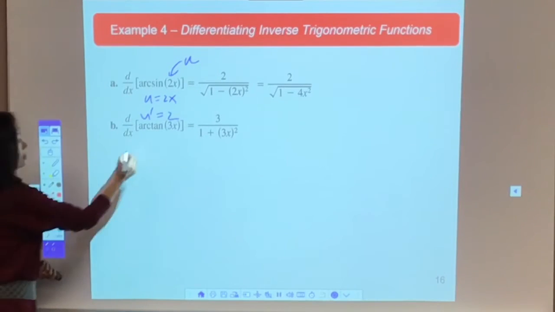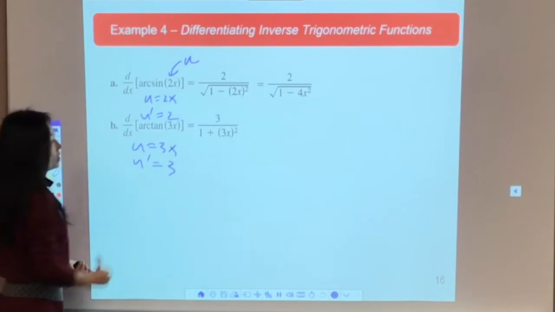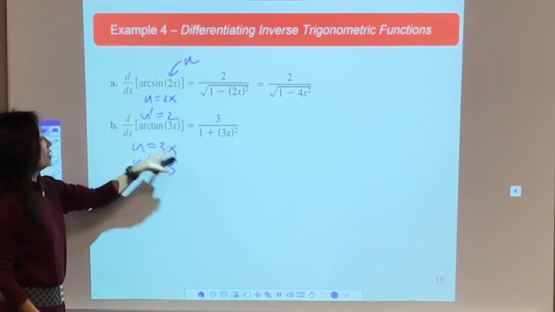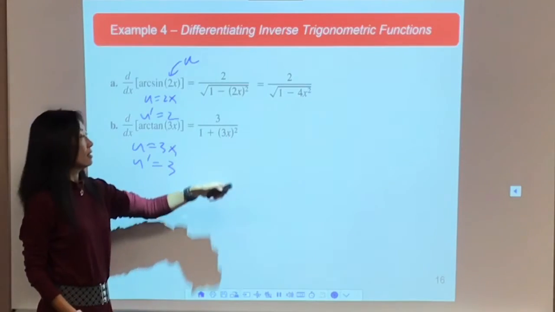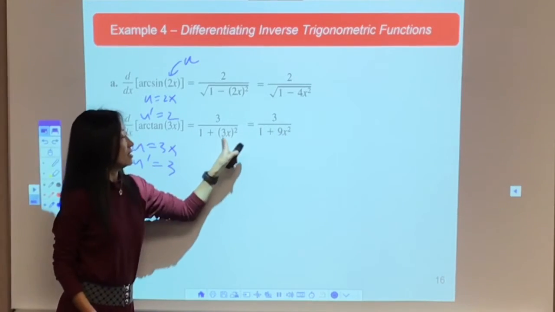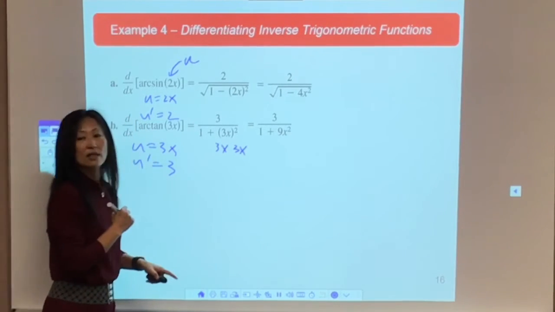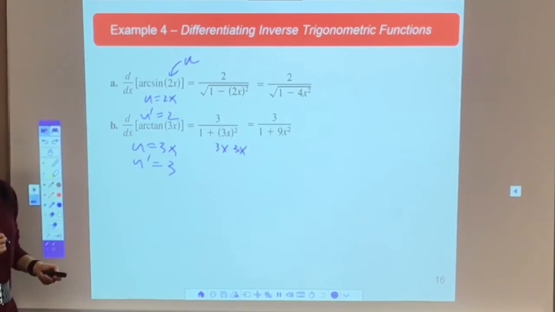Next one. My u is 3x. u prime is 3. It's arctangent, so it's 1 plus u squared. So 9x squared. Everybody see this is the same as 3x times 3x, right? Okay. So that's 3 over 1 plus 9x squared.